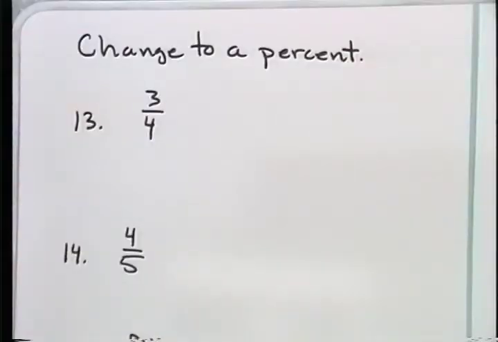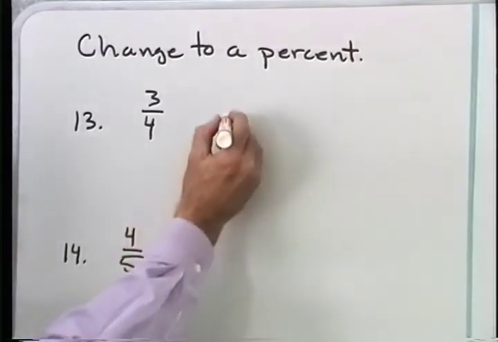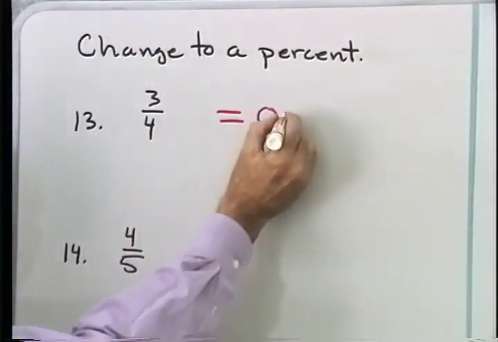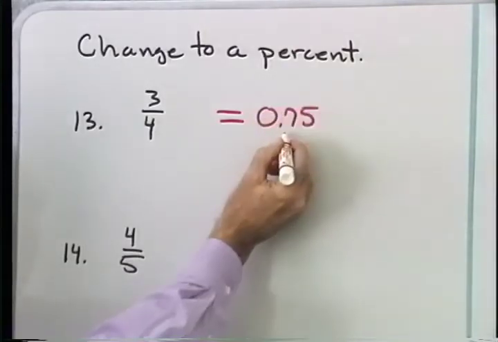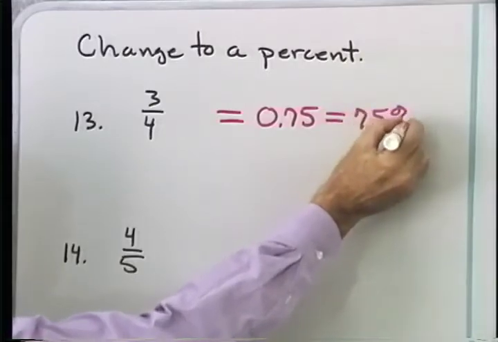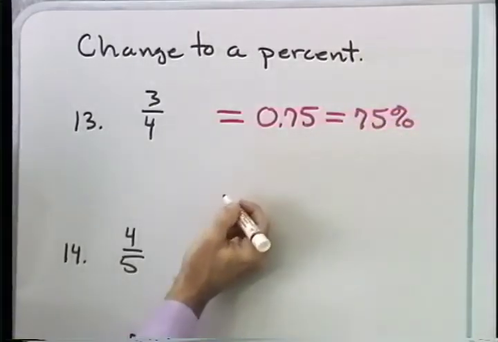We want to change to percent now from a fraction. So problem 13, I have 3/4, and I want to write that as a percent. Now, if I can change this to a decimal, and you may recall that 3/4 is the same as 0.75. If I've got it as a decimal, then I know that that's going to be equal to 75%. So how to get it to the 0.75?